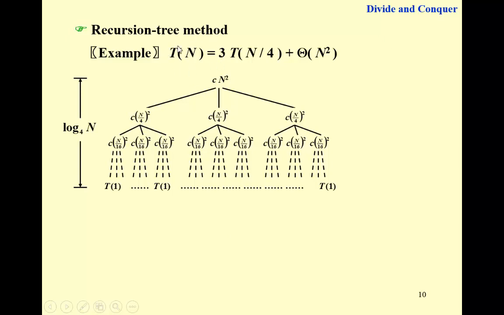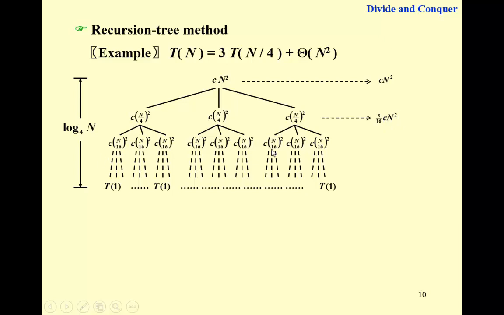So the total time complexity, T of n, is the sum of everything. To calculate the total sum, we can sum up each level first. For the first level, we get a constant times n squared. On the second level, we get a constant times a quarter of n squared, then times 3, right? So it's like 3 over 16, that's 4 squared, 16, times a constant times n squared.